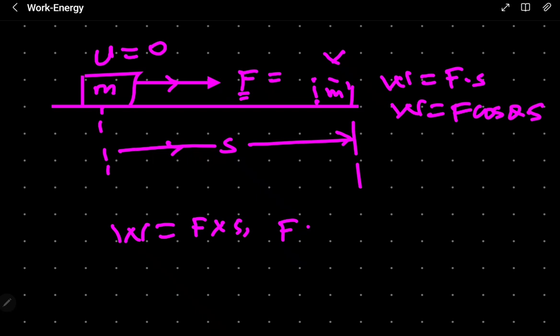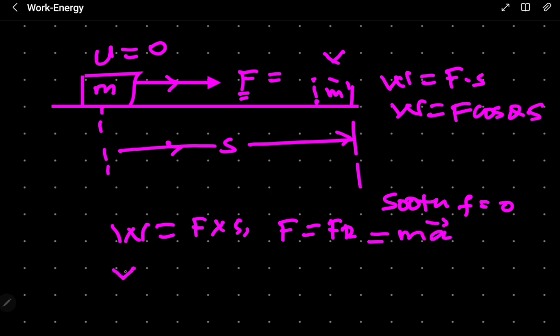But how much is the force? The force is the net force, because we consider the surface to be smooth, meaning friction is zero. So the applied force and the resultant force are equal, and it is also equal to the mass times acceleration. Now the work done is going to be the mass times acceleration times the distance.